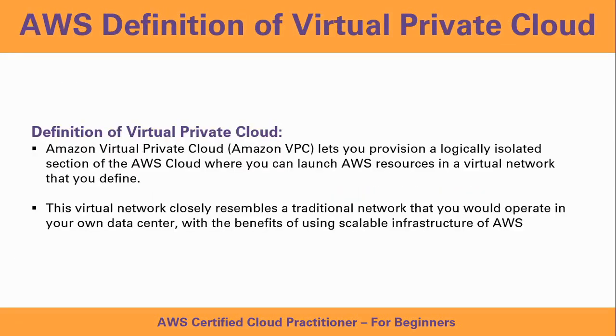So the definition of virtual private cloud. Amazon Virtual Private Cloud, or more commonly known as Amazon or AWS VPC, lets you provision a logically isolated section of the AWS cloud where you can launch AWS resources in a virtual network that you define. This virtual network closely resembles a traditional network that you would operate in your own data center with the benefits of using scalable infrastructure of AWS.